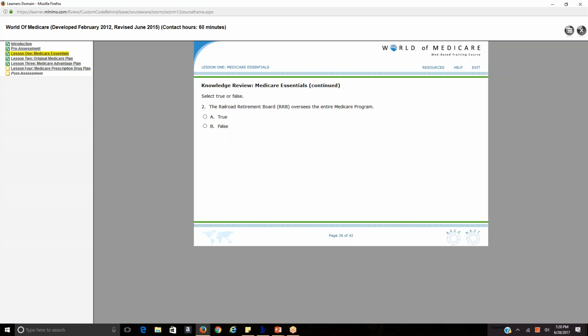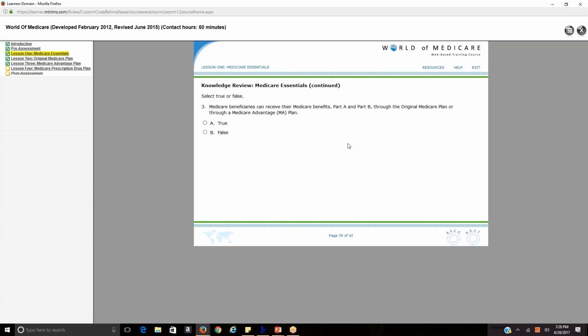The Railroad Retirement Board oversees the entire Medicare program. False. Okay, who oversees the Medicare program? Good. CMS, the Centers for Medicare and Medicaid Services.